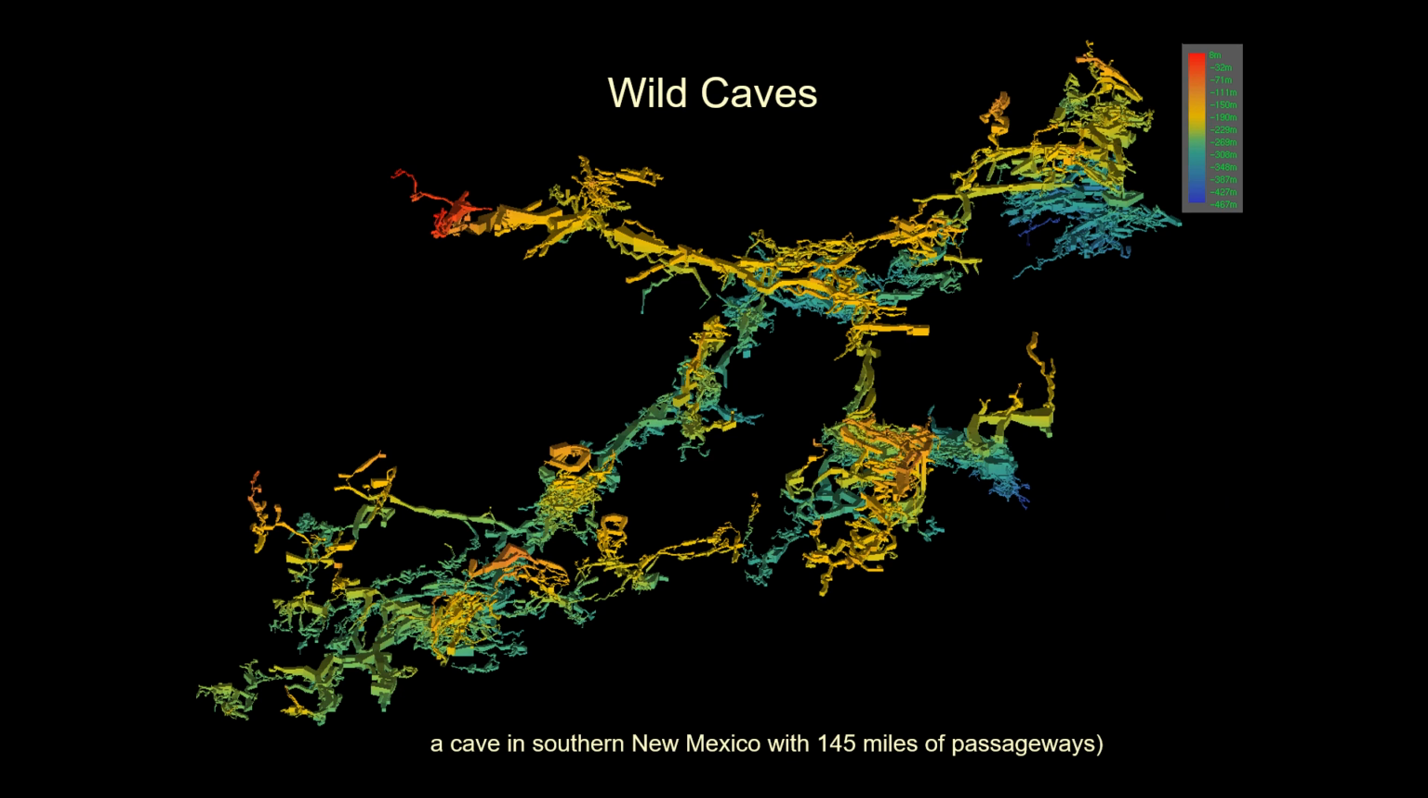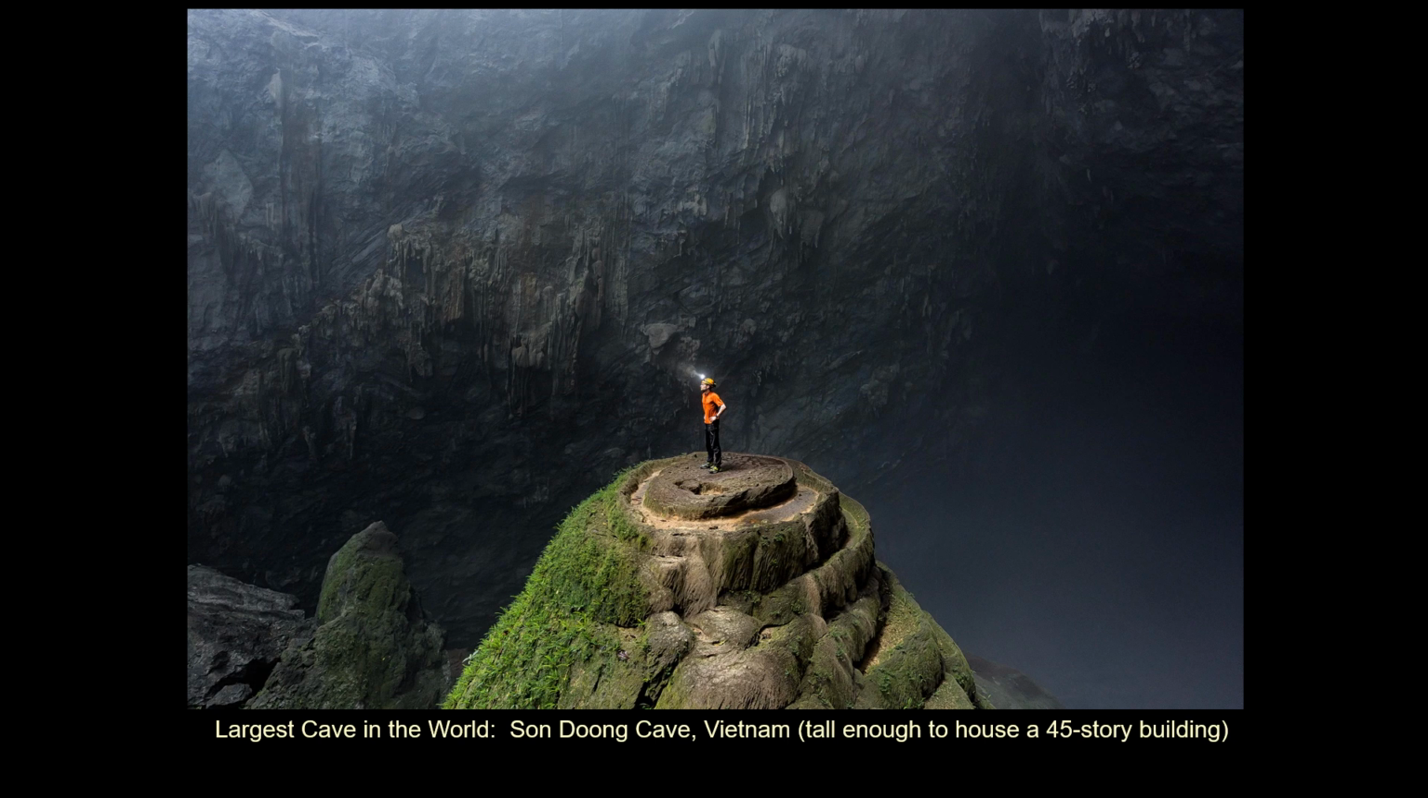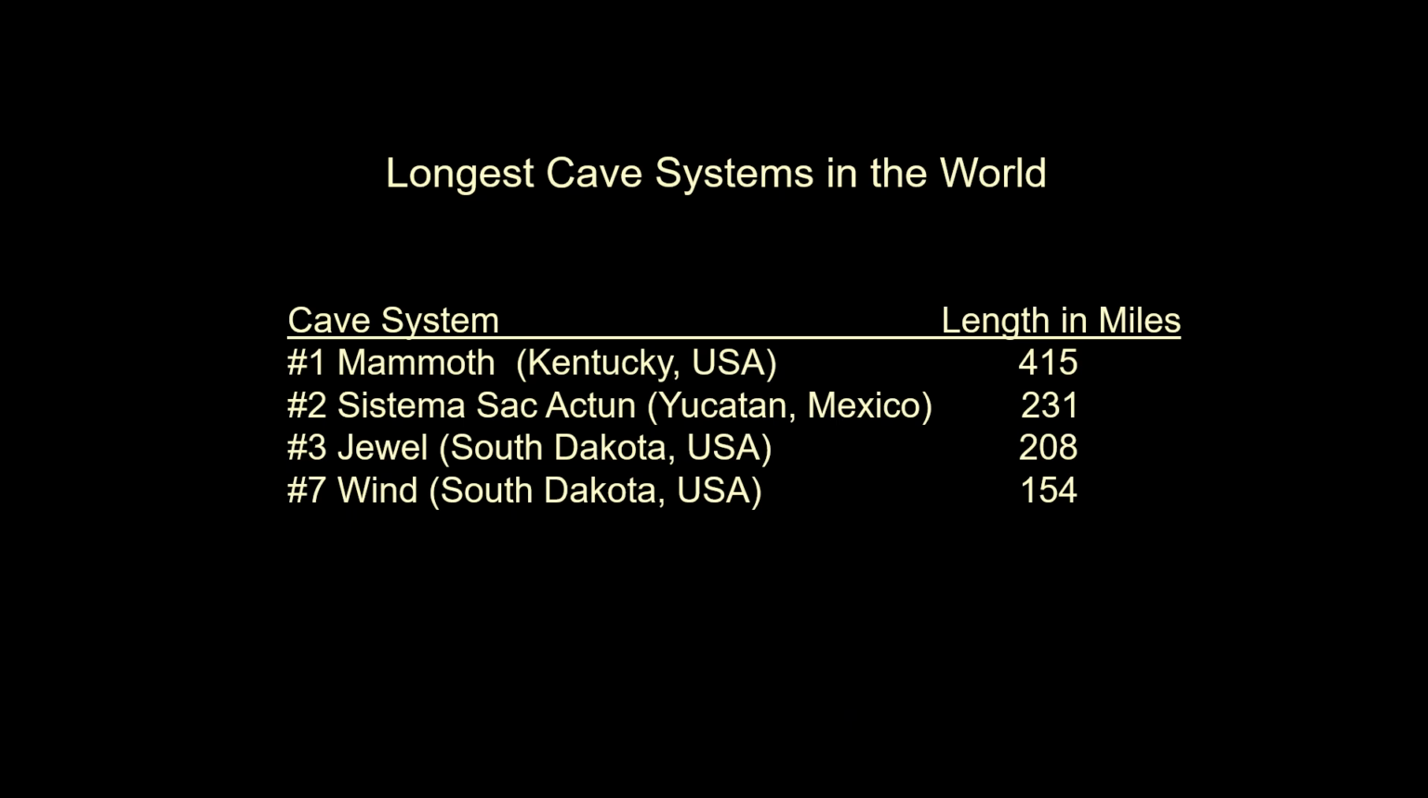In terms of wild caves, here's a cave in southern New Mexico. This has 145 miles of passageway. So this is a massive cave. So some of these caves don't even have names, and they're massive. They're huge. Here's the largest cave in terms of the height in the world. It's found in Vietnam. This cave, where this guy's standing in above, is tall enough to house, as I say in the caption, a 45-story building. So that's pretty amazing.